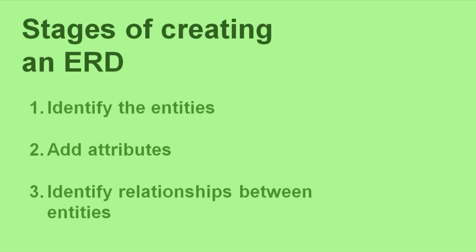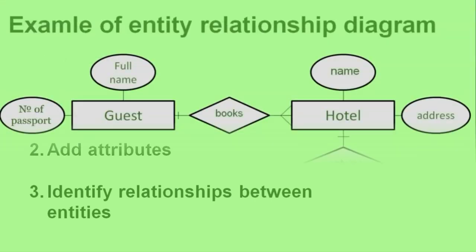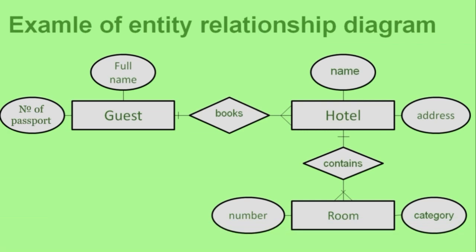Having dealt with the objects and their attributes, proceed to display the relationships between them. Use connecting lines and rhombuses to connect entities to indicate their connections. That's all. This way you can create your ERD. Now, using all your knowledge, let's look at an example of an entity relationship diagram.